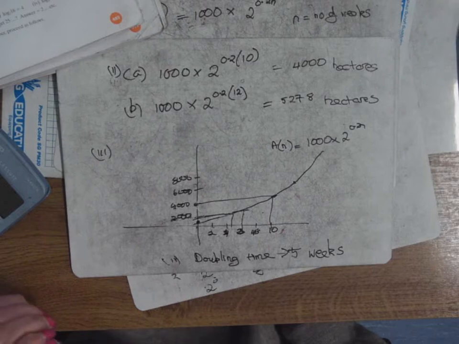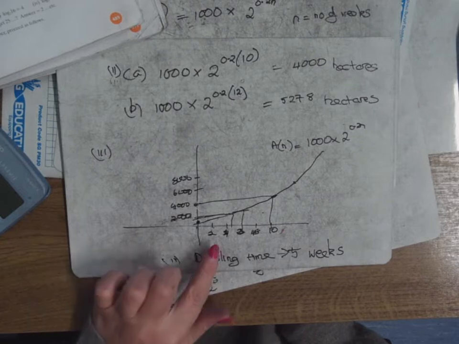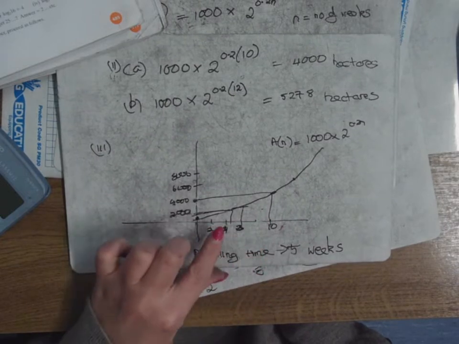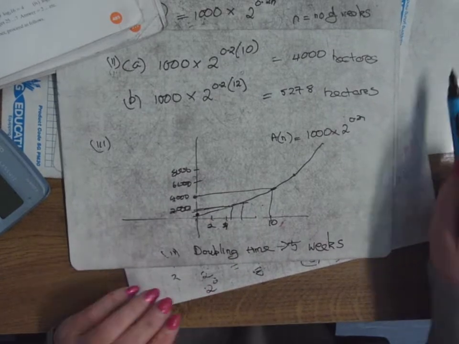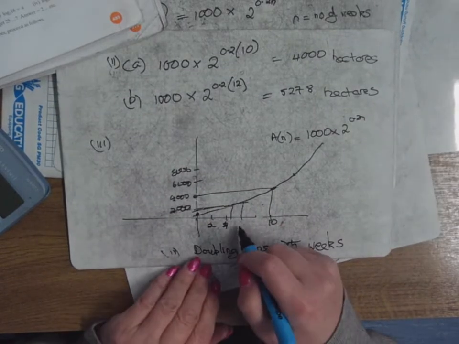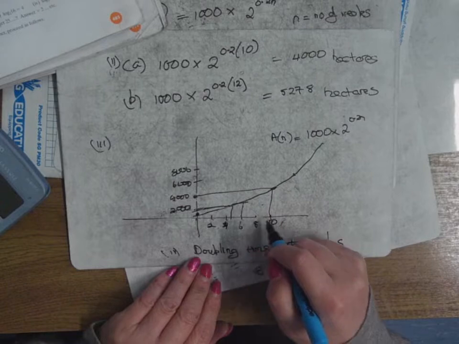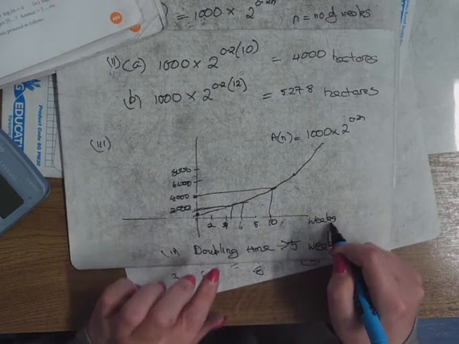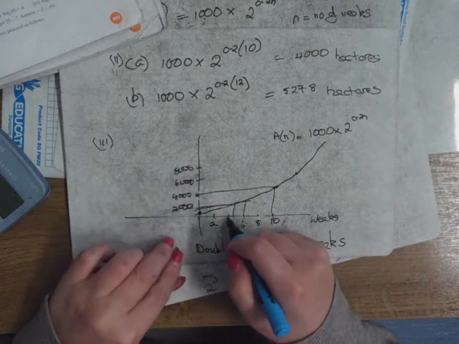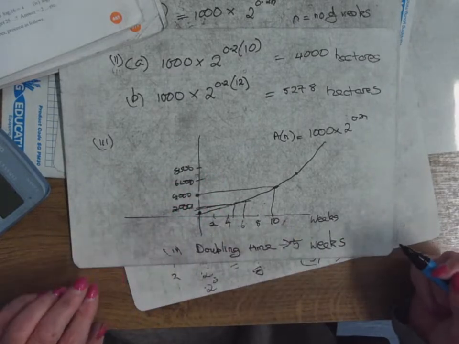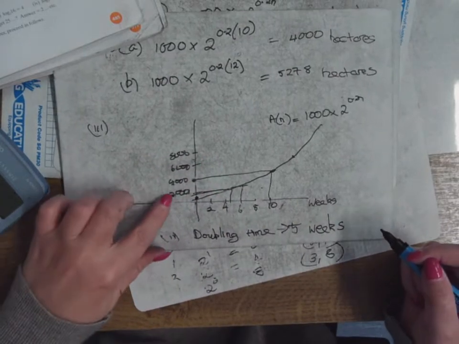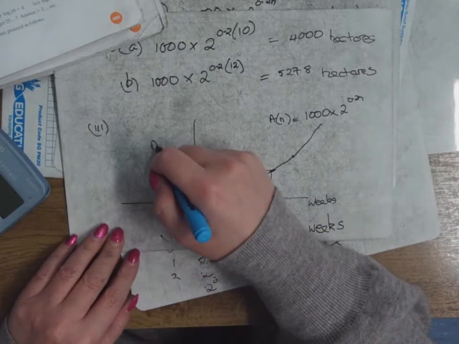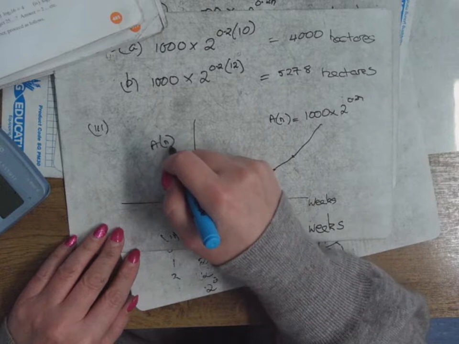What are the numbers on the bottom of the line? Sorry, 2, 4, 6, 8, 10. Yeah, I can see why you can't read them. Sorry. It's 2, 4, 6, 8, and these are the number of weeks. Okay, so 2, 4, 6, 8, 10. And then above it is 2,000, 4,000, 6,000, 8,000. Right, okay, and that's the area in terms of N.